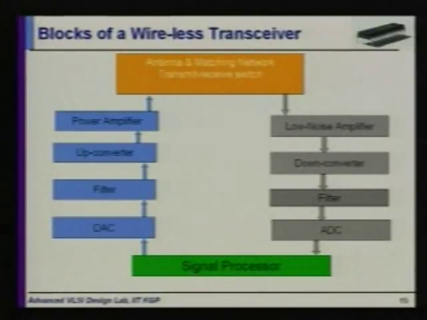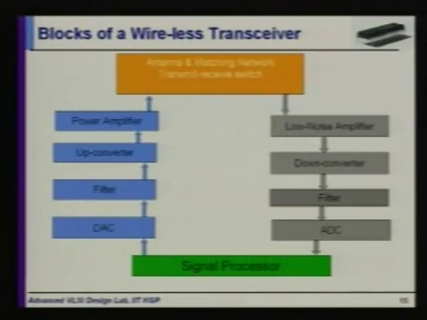So, antenna and matching network. Your window to the outside world is the antenna. The hardware's window to the outside world, or wireless communication, the window of your cell phone to the outside world is the cell phone's antenna. You have to agree with me on that. Now there is a transmit receive switch. You share the antenna between your transmitter and the receiver. The transmit receive switch ensures that it first transmits, then it receives.